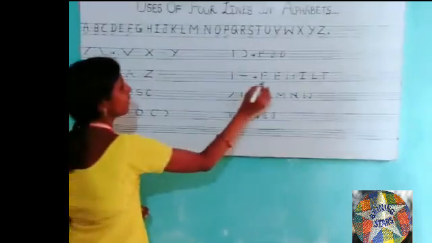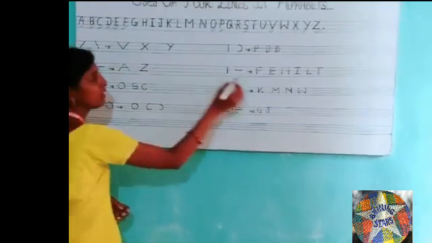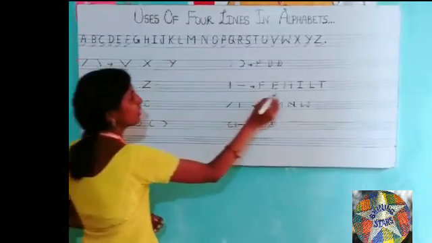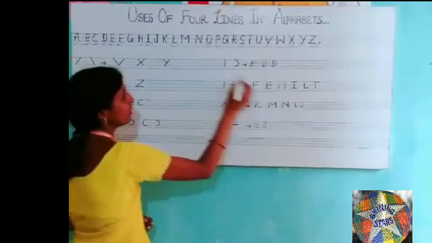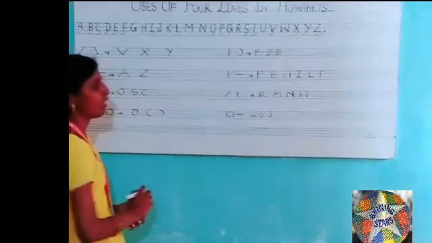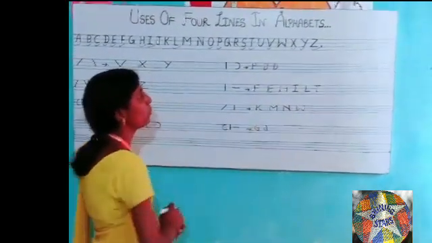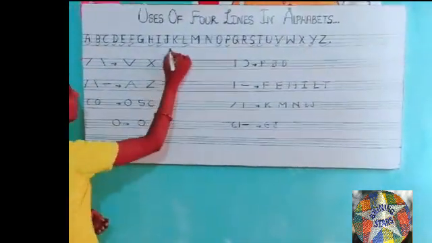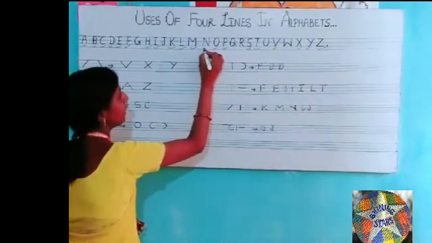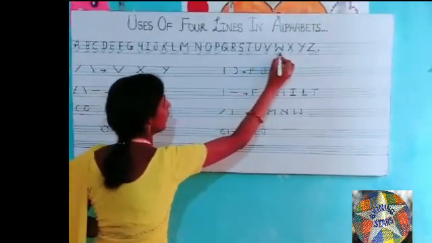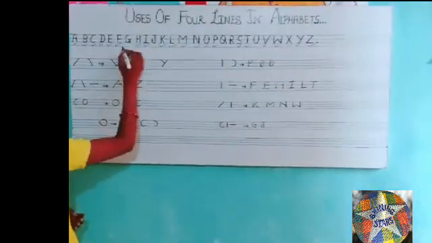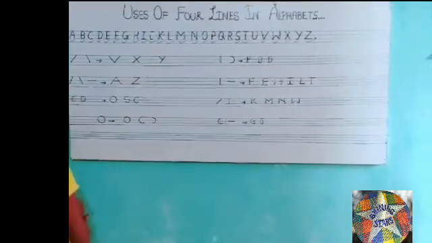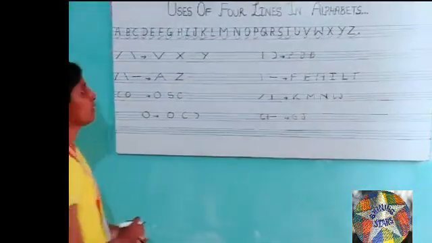Now which letters have we done? F, E, H, I, L, T. Where is the T? This one, T. Now K, M and W. Let us find K, M and W. Now it is G and J. Let us find which letters we have left.